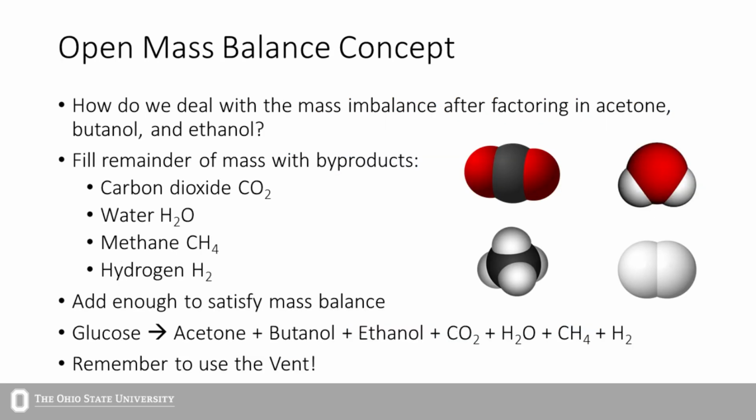What do we do with all the leftover products and reagents? This is where the concept of the open mass balance comes in. To address the 0.3 to 0.4 yield of ABE from glucose, we fill the remainder of the mass with the byproducts carbon dioxide, water, methane, and hydrogen. When you set up your reaction in SuperPro, you will see the mass count on both sides, and you add enough of these four, all four of them must be present, to satisfy the balance. Your total reaction should read glucose goes to acetone, butanol, ethanol, and the four byproducts. Remember to use the vent option in the primary fermenter to get rid of the gases in a separate stream.